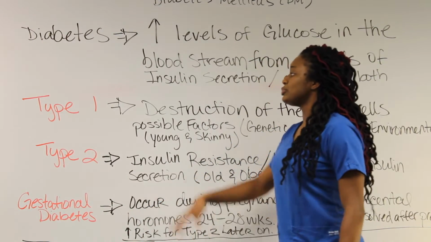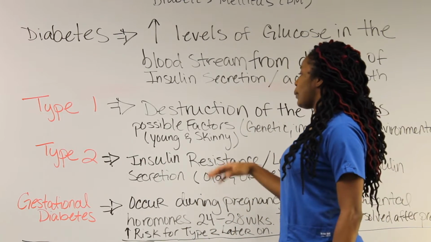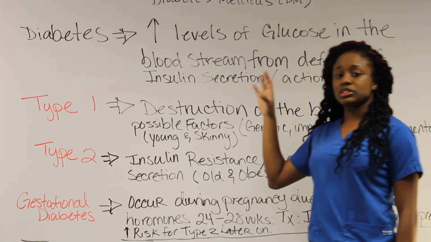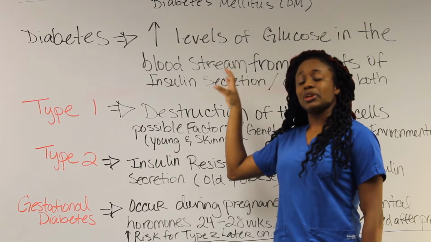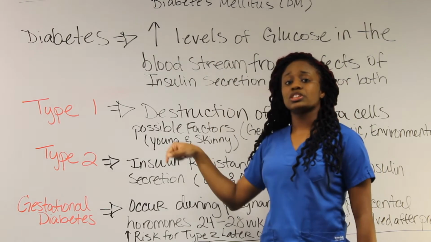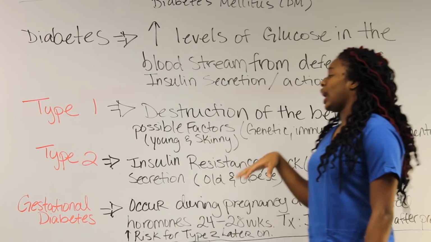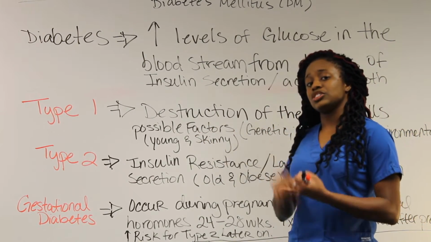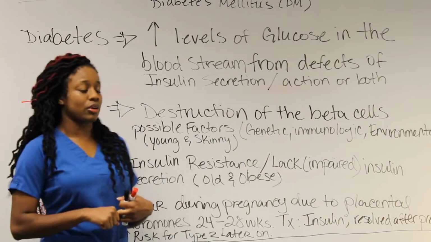Okay, so type 1 occurs mostly because of a destruction of beta cells. Like we were saying earlier with that drawing of the pancreas, the beta cells are responsible for secreting the insulin. Well, here there is a destruction. The factors that can play a part in why this occurs are genetic factors, immunologic factors, or environmental factors.